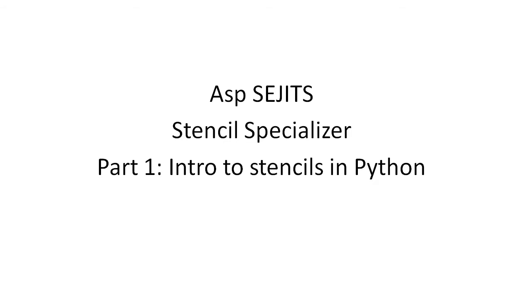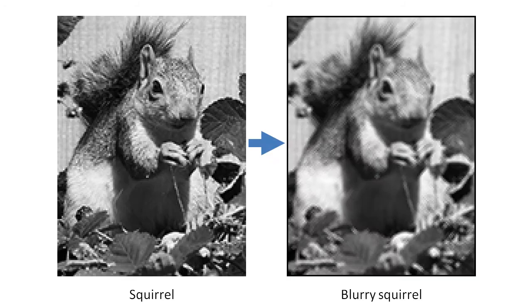So before we can talk about how the Stencil specializer is implemented, first we have to talk about what is a stencil and what is the kind of problem being solved by this specializer. So I'm going to introduce stencils and show you how they work. For my running example, I'm going to be using this. This is a picture of a squirrel, and it's a relatively low resolution picture, but it's still very sharp. And we want to run it through a filter that's going to produce this blurry squirrel.